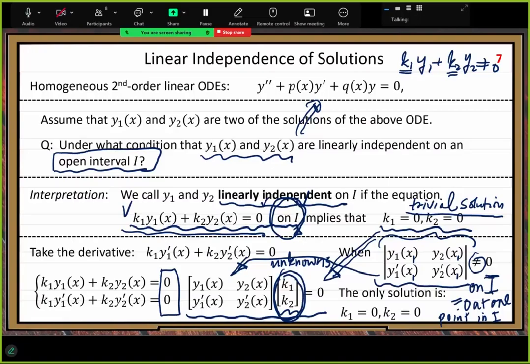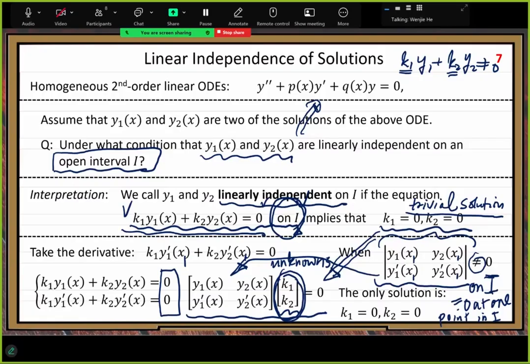What's the conclusion? At that point, the determinant equals 0, so K1, K2 has a non-trivial solution, right? So you can find a non-zero K1, K2 such that the combination equals 0. But you find that only at x1, right? Only at x1 it's 0. At other points it may not be 0, right? Because in that interval I you have many other points. All right.